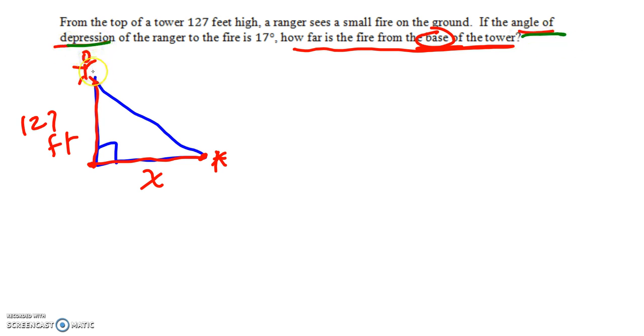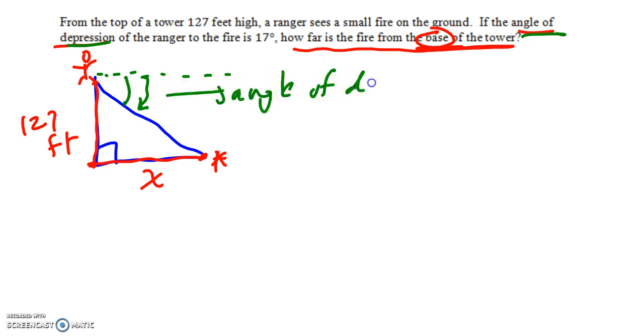Now let's talk about this angle of depression business. If you picture yourself on top of a building, your eyesight is usually looking horizontally. And then if you get distracted and look down at a fire, your eyesight is going to go down like this. So this angle right here is called the angle of depression.